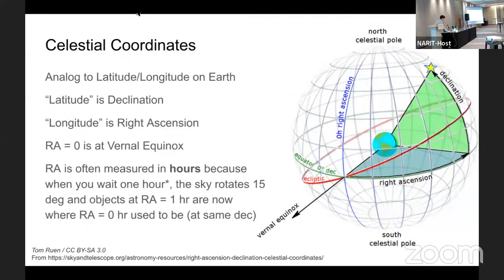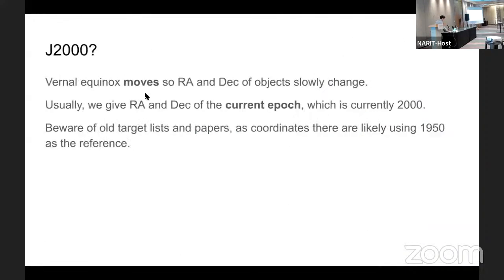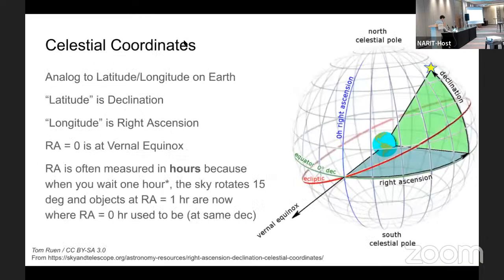Before we go on, let me ask if anyone here is familiar with celestial coordinates, right ascension, declination. If you're confused, I can go through it quickly. It's essentially just like latitude, longitude on Earth. It's the same thing. You're trying to find a location on a sphere.